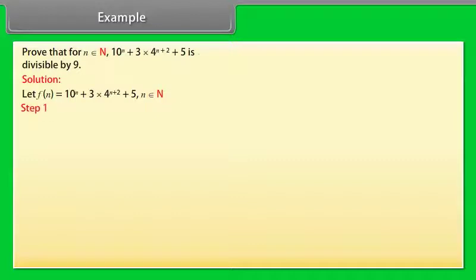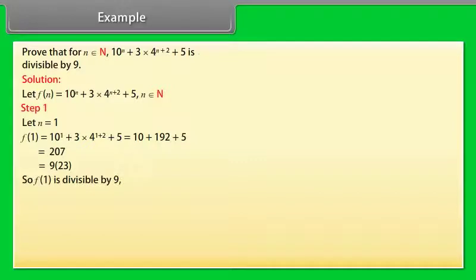Step 1. Let n is equal to 1. f of 1 is equal to 10 raised to power 1 plus 3 into 4 raised to power 1 plus 2 plus 5 is equal to 10 plus 192 plus 5 is equal to 207 is equal to 9 into 23. So, f of 1 is divisible by 9. The result is true for n is equal to 1.